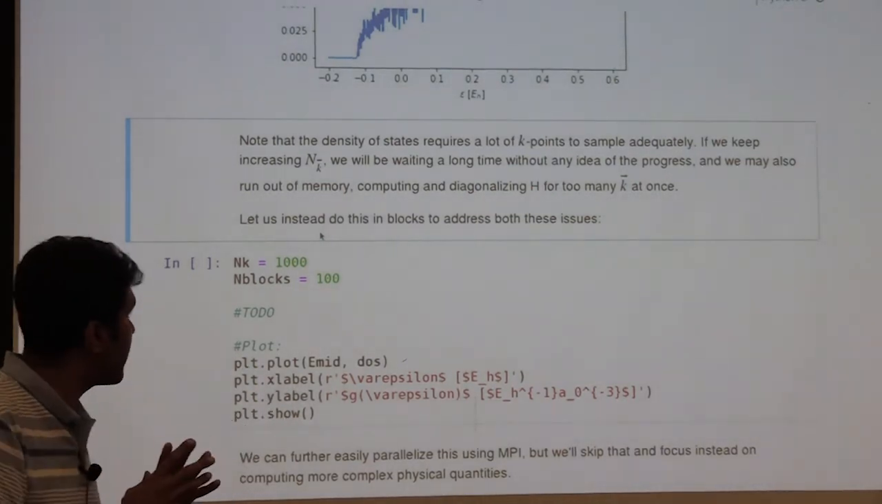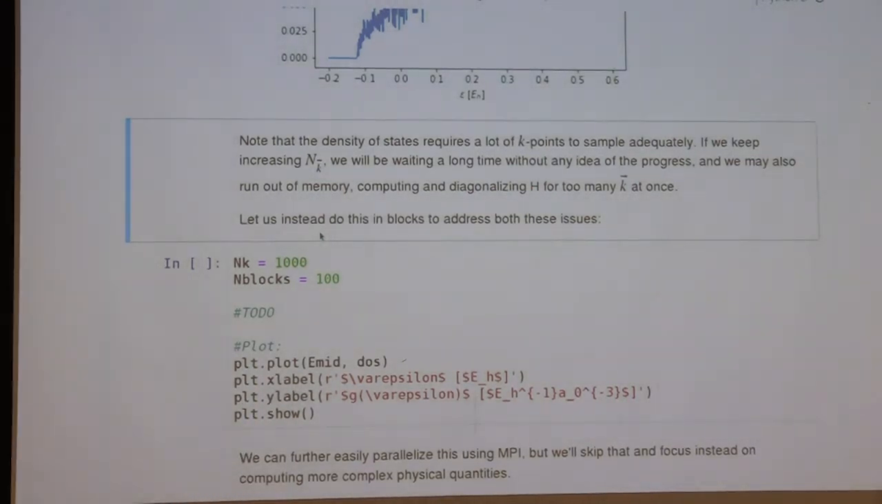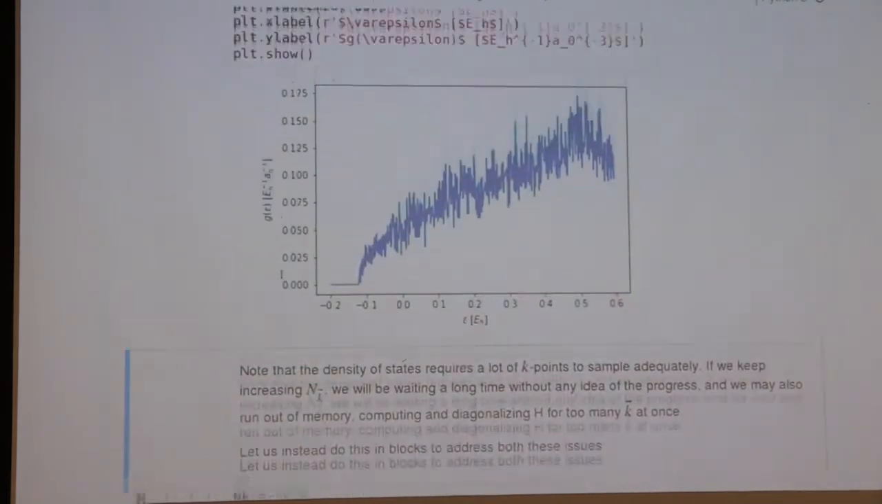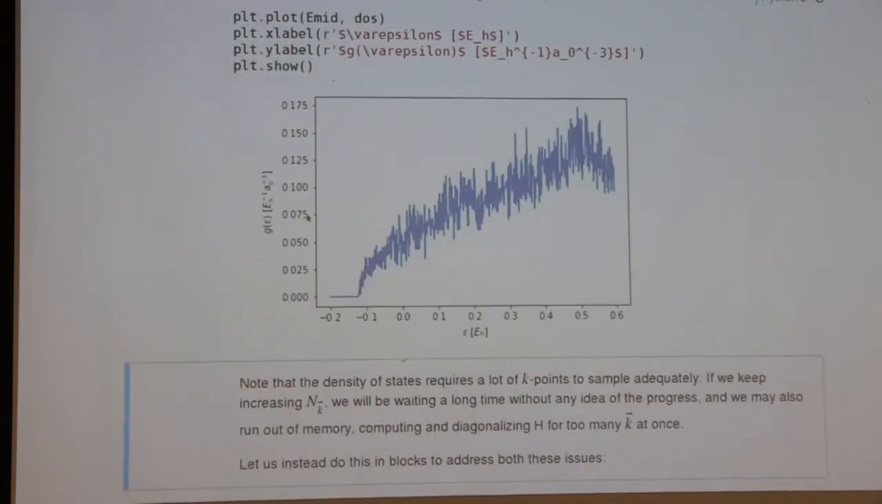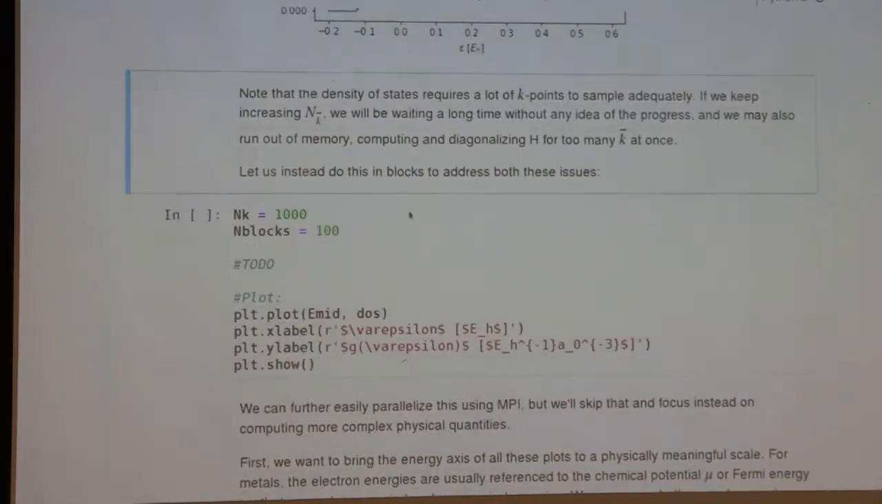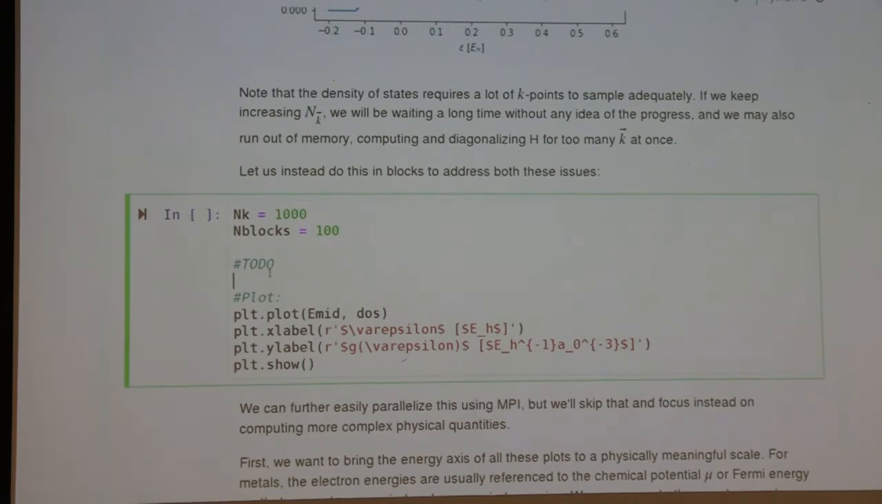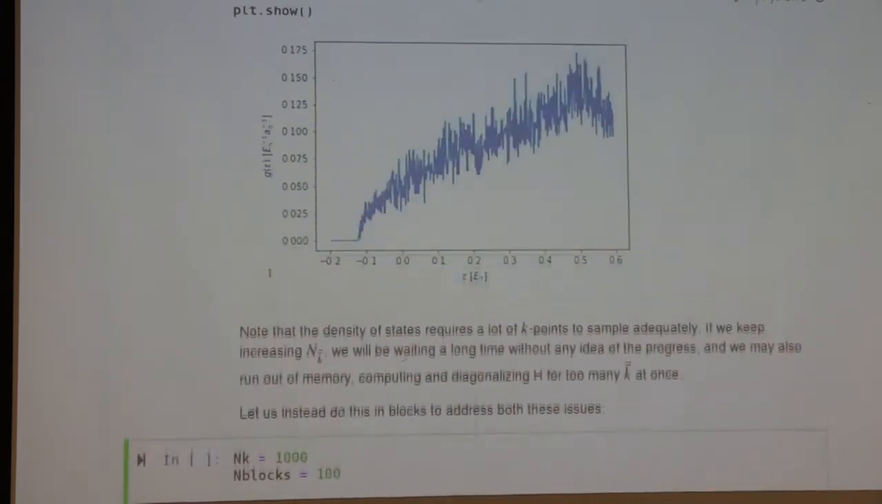So we're going to break this up into chunks, or blocks here. We're going to do this not as a single set of however many k points we wanted to do, which of course would work in this limited context. Instead, we are going to do a loop over blocks, and within each block vectorize the operation, right? In order to do that, I need to accumulate my histogram over multiple runs.